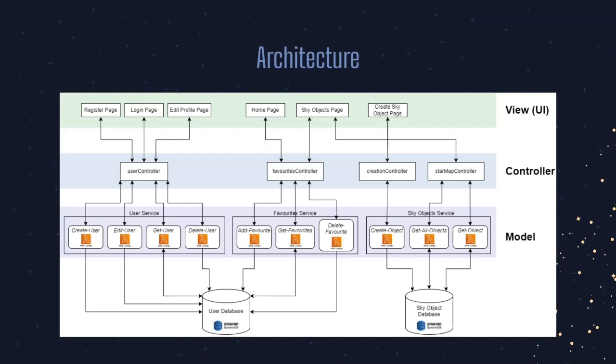So as you can see in our figure here, within our application, users interact with the MVC view component, which consists of several website pages. User inputs in the view are then handled by the controller component, which contains controllers for different functionality. The controller also interacts with the model component, which is composed of several services. These services contain AWS Lambda functions, which interact with one of our two DynamoDB databases.